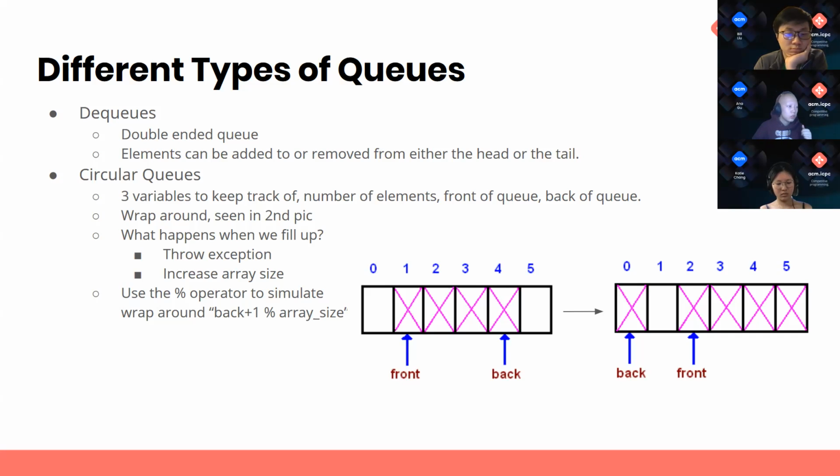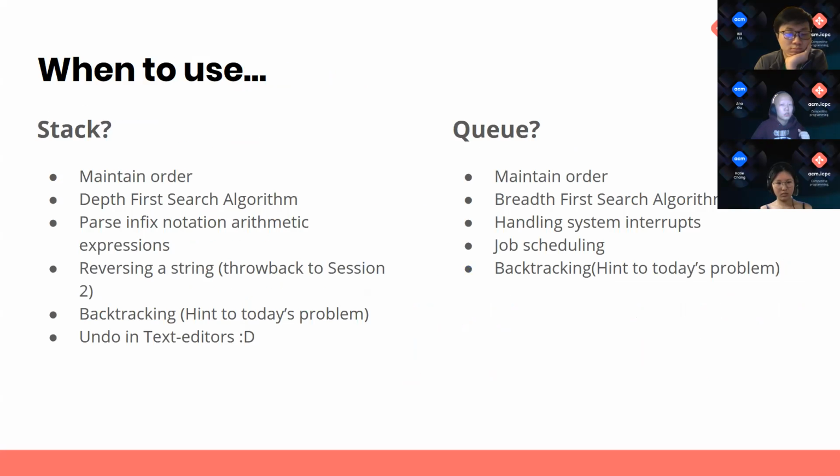Very nice. Okay. So when would you want to use a stack versus a queue? Most of the time they're very similar, so it depends on how you want to implement it. But some key points to note are that they both maintain order, which is nice. For a stack, you always remove the last element, and for a queue, you always remove the first element.